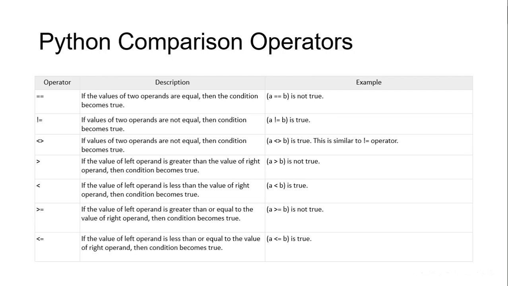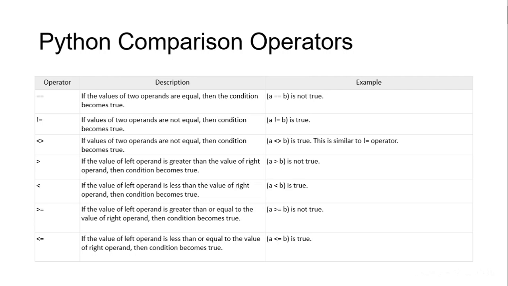So double equal to means we are checking whether the a and b values are equal or not. Then not equal to means we check whether a and b are not equal. If we take a and b as integer values, where a is 3 and b is 5, then a double equal to b is false, and a not equal to b is true, because a and b are not equal.